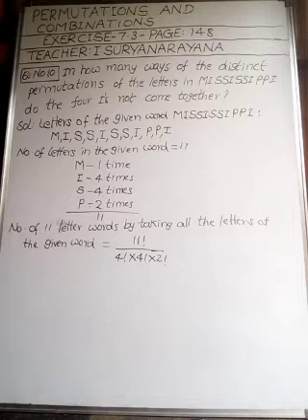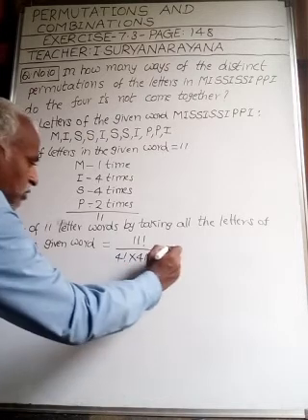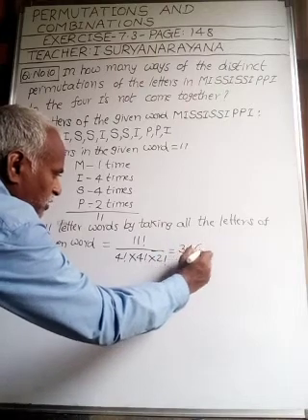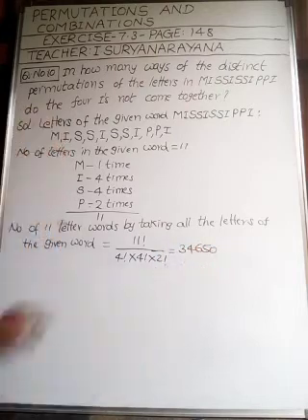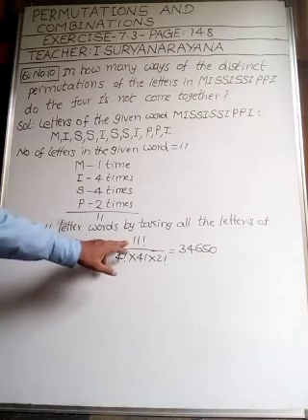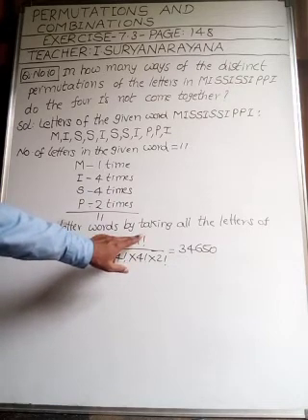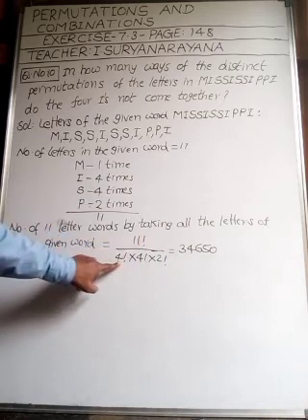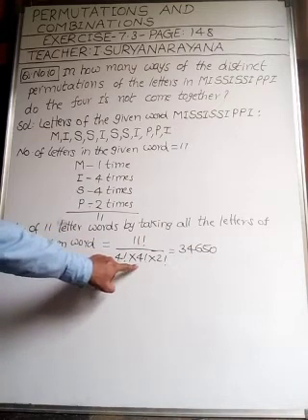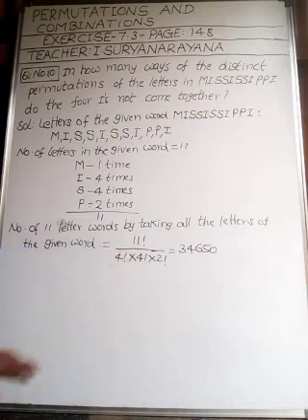If you simplify this number, what will you get? 34,650. Simplify as a single number. Do you know 11 factorial means 11 into 10 into 9 and so on up to 1; 4 factorial is 4 into 3 into 2 into 1; similarly 4 factorial. Right. So we get this number as a single number, 34,650. But this is not asked here.